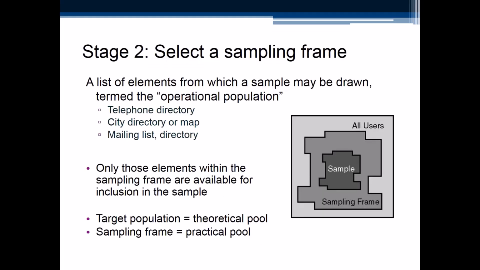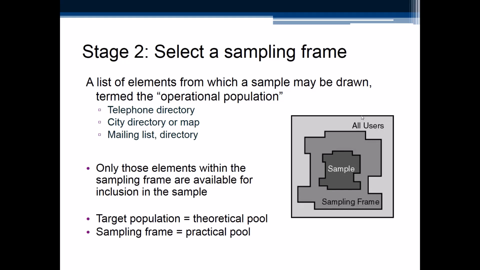Stage 2 then is thinking about your sampling frame, or the group within that target population from whom you're going to draw your sample. So you might be interested in 18 to 25-year-old male gamers from Queensland, but realistically you don't have access to all 18 to 25-year-old male gamers in Queensland. You might have access to a mailing list, or you might have access to a list of people that you've created based on your interactions with people that you're going to draw your sample from.